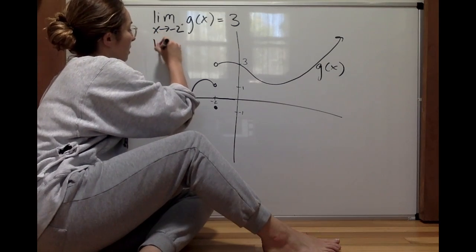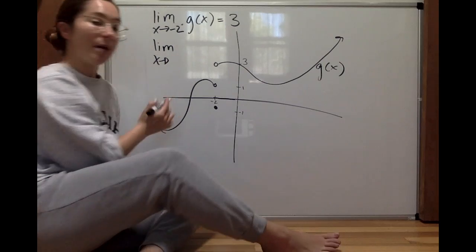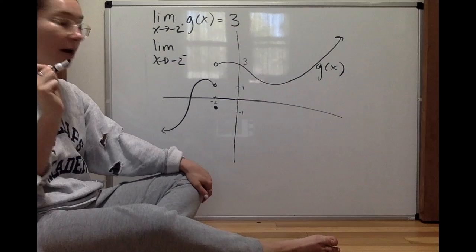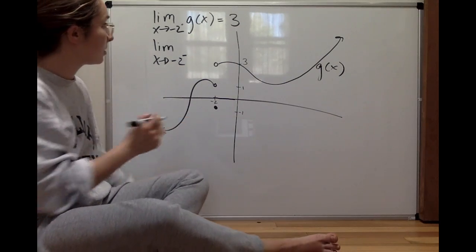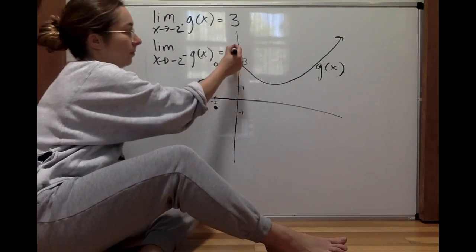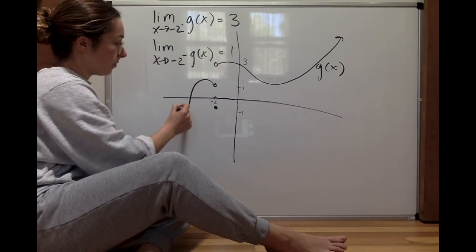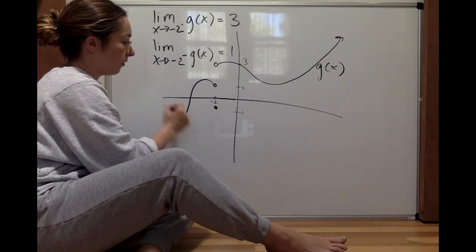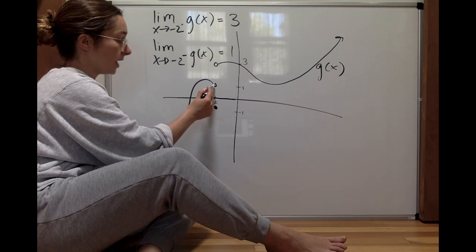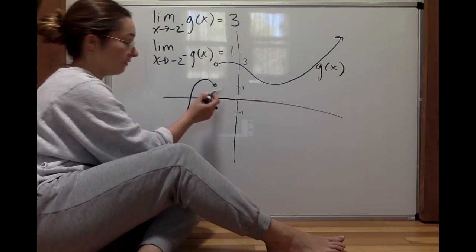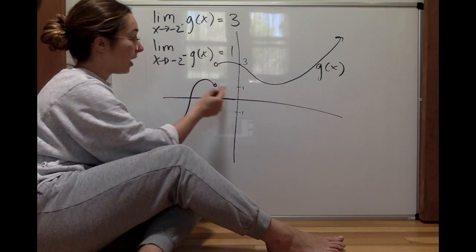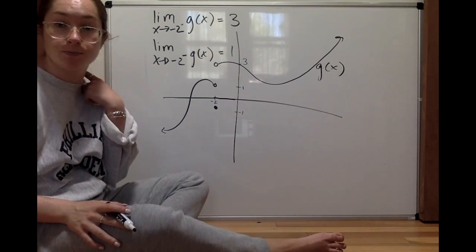I can also say the limit as x approaches negative 2 from the left, with a little negative sign in the corner, from the side with the negative numbers, of g of x equals 1. As I'm traveling from the left along my graph, x is getting closer and closer to negative 2, but not actually reaching it because we have a hole here, my y value is getting closer and closer to 1.